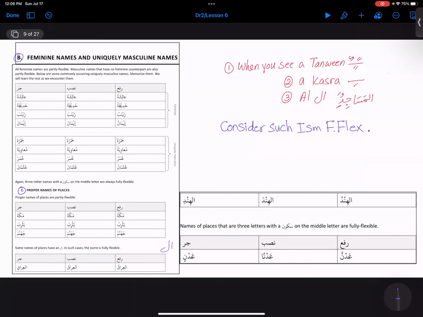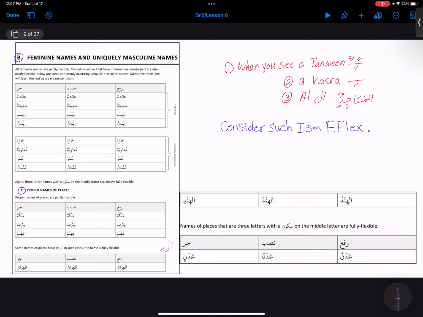Yes, go ahead, sister. So we can take any fully flexible word and make it partly flexible by just taking the kisra away from it and not adding any tanween. The partly flexible word cannot have kisra. And if we want to make any partly flexible word fully flexible, we can just put al, and that will make it fully flexible. But we cannot make any fully flexible word partly flexible. No, this is not our space.